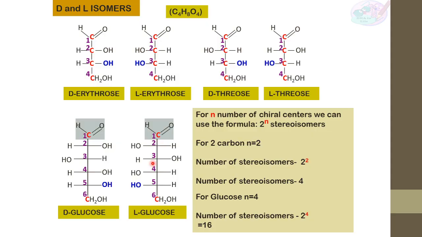So we learned 3 terms. Stereoisomers, if they have only different orientation of atoms like H and OH. Enantiomers, when they form non-superimposable mirror images. And DL isomers, because of the position of this OH on the penultimate carbon, whether it's on the right side, they will be D sugar, if it's on the left side they will be L sugar.